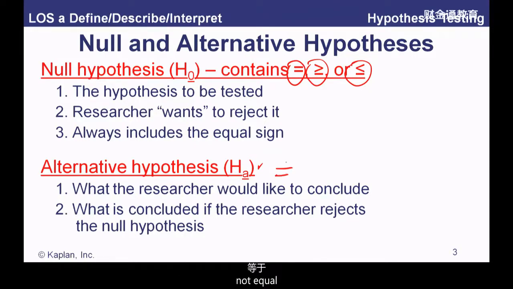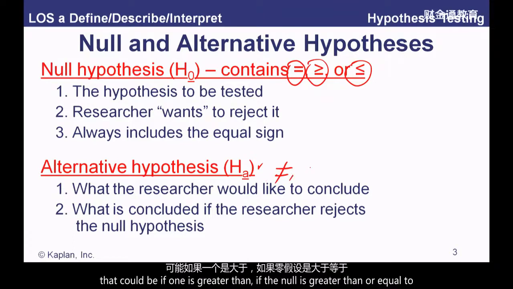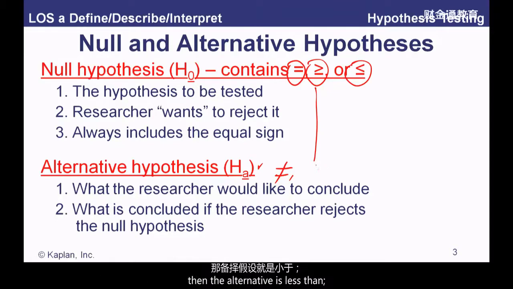So those may be not equal. If the null is greater than or equal to, then the alternative is less than. And if the null is less than or equal to, then the alternative hypothesis is greater than. So we've covered all the possible outcomes here.